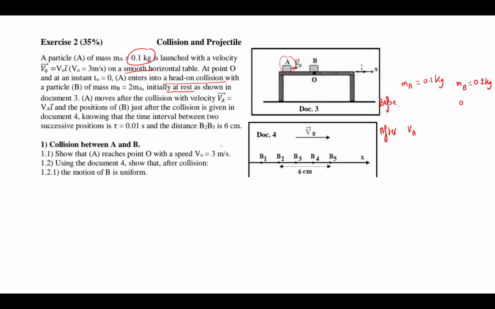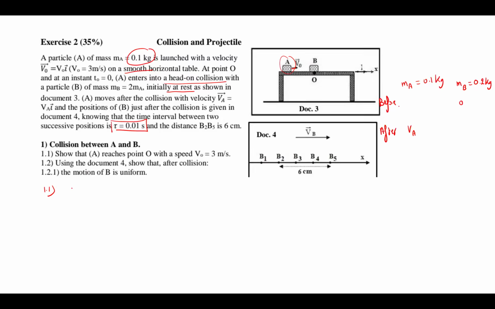A moves after the collision with this velocity VA, and the position of B just after the collision is given in the document, knowing that the time interval tau is 0.01 second. So between each two points, I have 0.01 second. And the distance between B2 and B5 is 6 centimeters. Part 1.1: show that A reaches point O with the speed V0 equals 3 meters per second. So I need to show that V at the point O is equal to 3 meters per second.